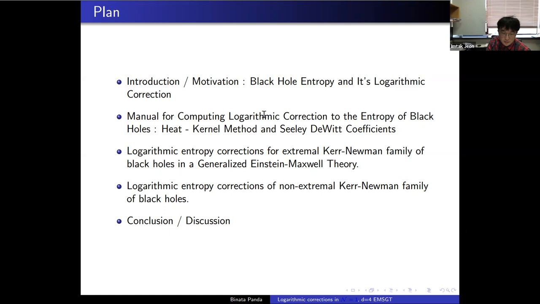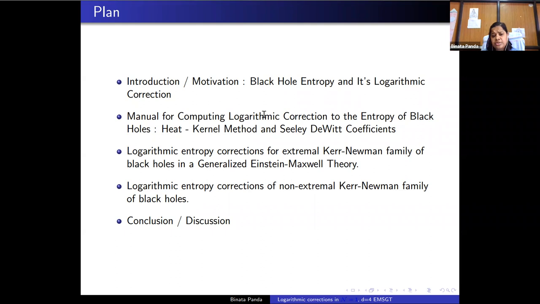So we do this computation using the heat kernel method, mostly its expansion in proper time and the expansion of the heat trace, and we calculate the coefficients. These coefficients are called Seeley-DeWitt coefficients. They basically are the ingredients to compute this logarithmic correction to the entropy of black holes. So in the next section, I will focus on that. Then we will calculate the logarithmic correction. As I said, my focus will be on our recent work.